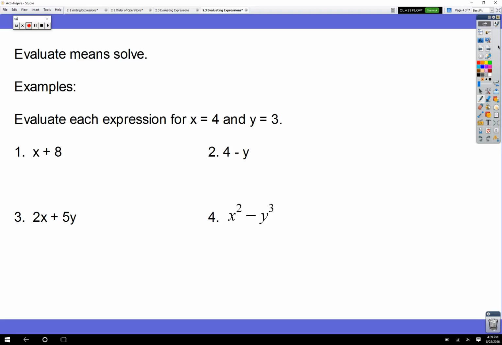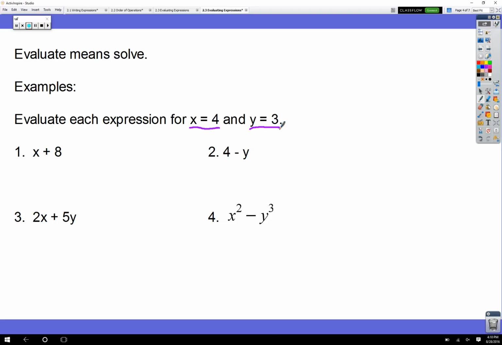Okay, let's get the page turned here. Okay, so the word evaluate just means to solve. So here are some examples. Evaluate each expression for x equals 4 and y equals 3. So as we look at each one of these expressions, numbers 1 through 4, every time we see an x, we're going to say instead of x, we're going to use 4. Every time we see a y, instead of y, we're going to use a 3.